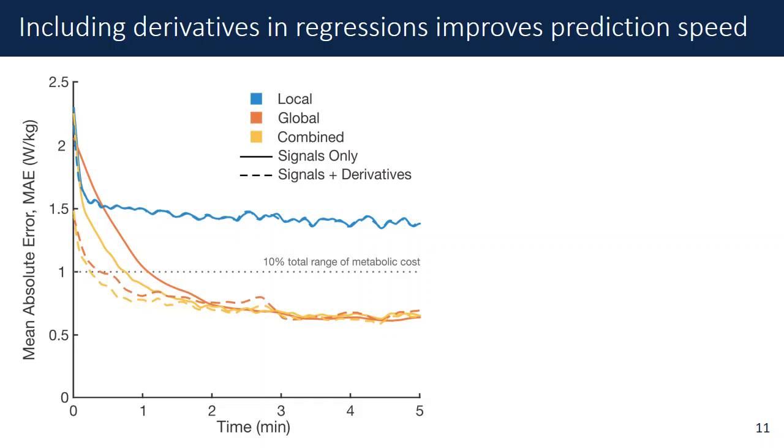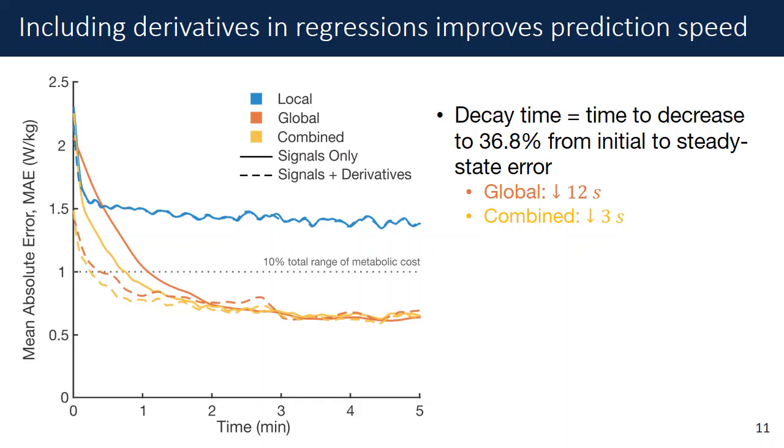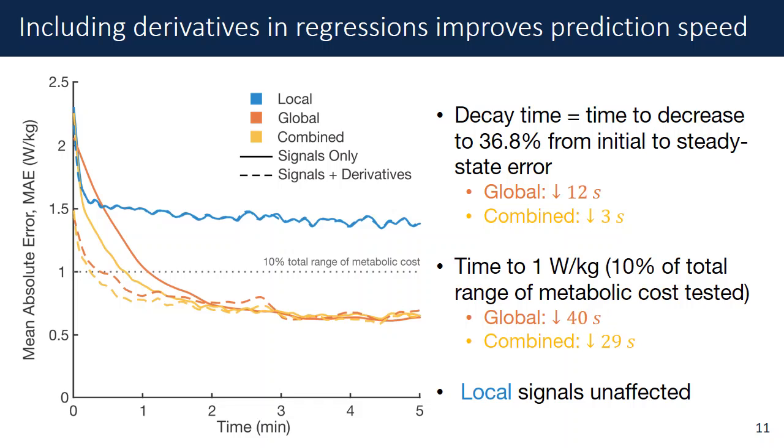The other main finding of our study was that including derivatives in the regression models improved the speed of predicting ground truth energy cost. We looked at the metric decay time, which was defined as the time to decrease to 36.8% from initial error to the steady state error. For global signals, including derivatives reduced this decay time by 12 seconds, and for combined signals, it reduced by 3 seconds.